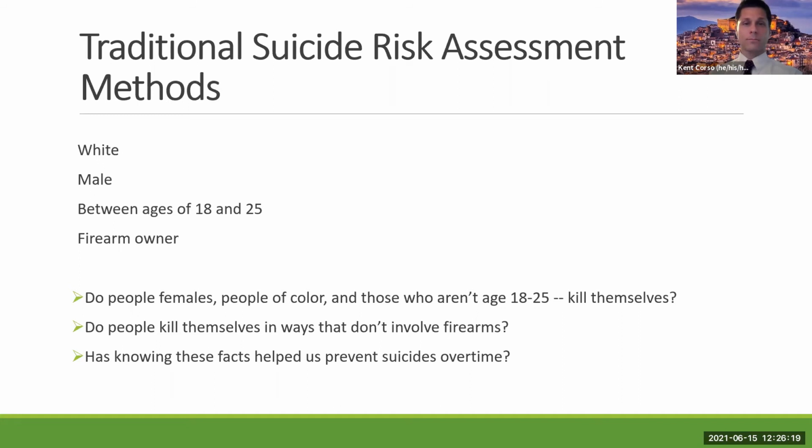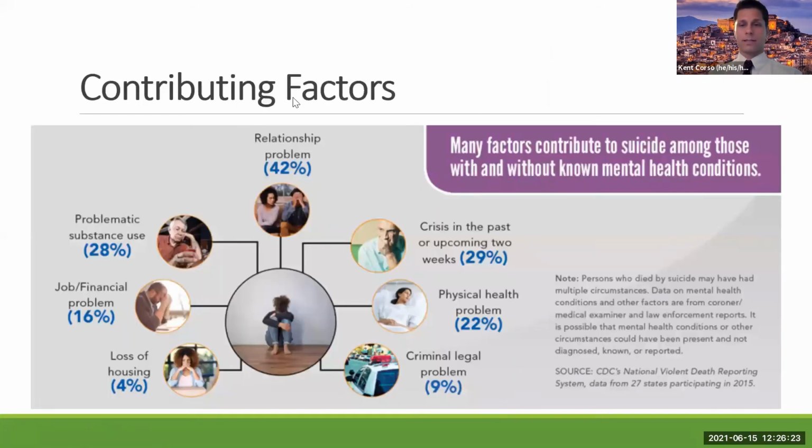Relationships. Yep. Legal. Uh-huh. Let's take a look at, according to the CDC, these are the top seven. So relationship problems up top, then these others: problematic substance use, a crisis coming up in 2 weeks or having happened 2 weeks ago, physical health problem, financial or job loss, loss of housing, criminal legal. Of course, there are other triggers which precede suicides, but these were just the top seven. Okay, and these data haven't changed either.